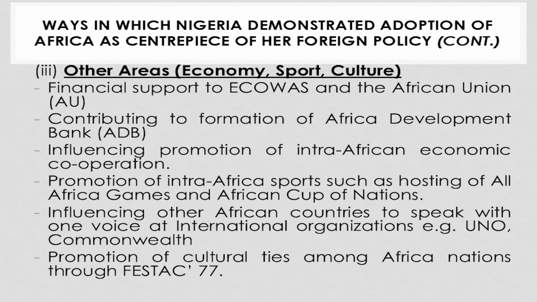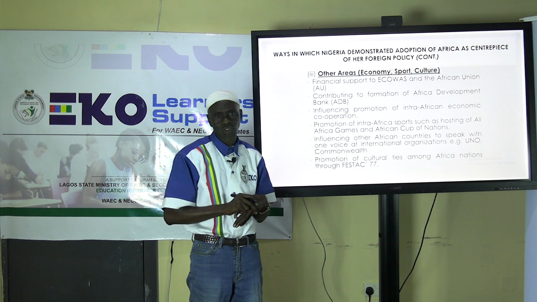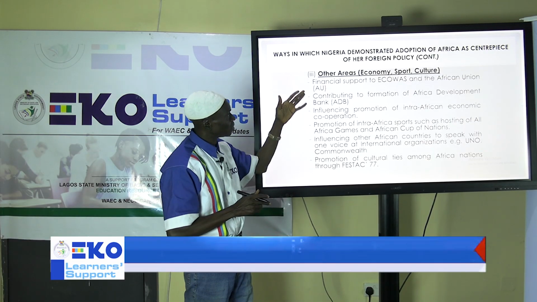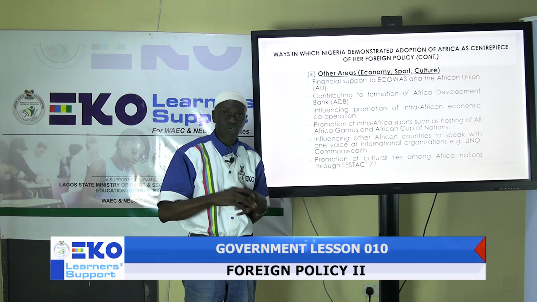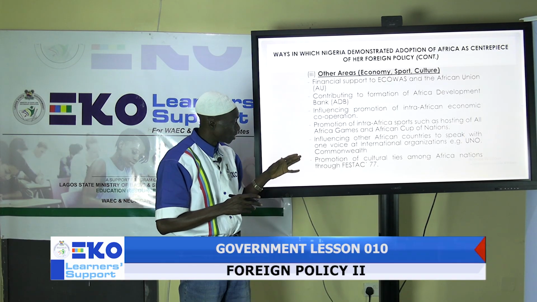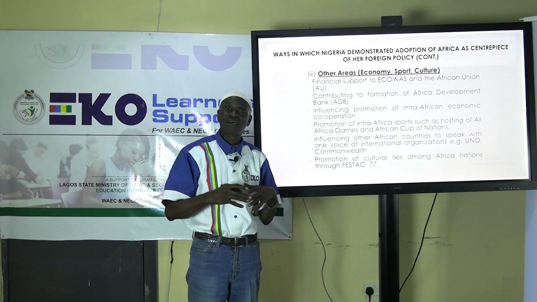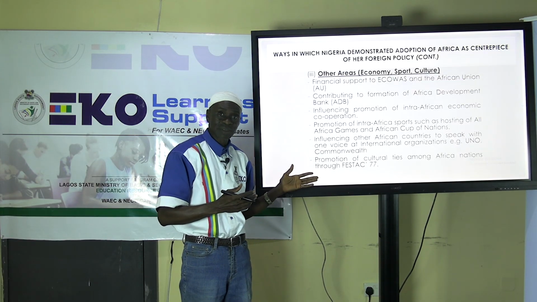Finally, we can talk about promotion of cultural ties among African nations through FESTAC 77. This is another good example of promotion of socio-cultural aspects of adopting Africa as centerpiece of Nigeria's foreign policy. In 1977, Nigeria financed this project.